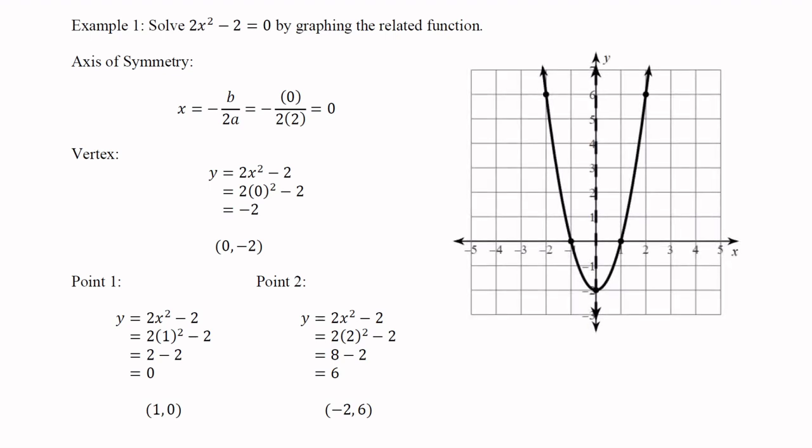And then we graph our two points on the right side and reflect them to the left side. And that's going to give us our x-intercepts, which are negative 1 and 1. So our roots are at x equals negative 1 and x equals 1. So our solutions are the set {-1, 1}.